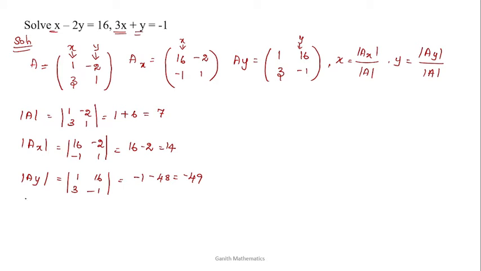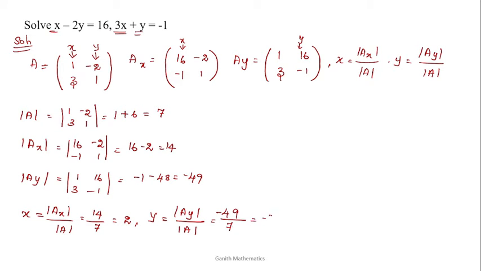So now I am going to use the formula. I am in need of finding x. So x is equal to determinant of Ax divided by determinant of A, and that is 14 divided by 7, that is equal to 2. Right? And the y value is equal to determinant of Ay divided by determinant of A, and that is minus 49 divided by 7, that is equal to minus 7. So we found that the x value is 2 and y value is minus 7. Right? So this is the solution for the given system of equations.